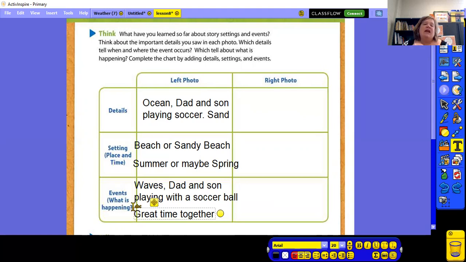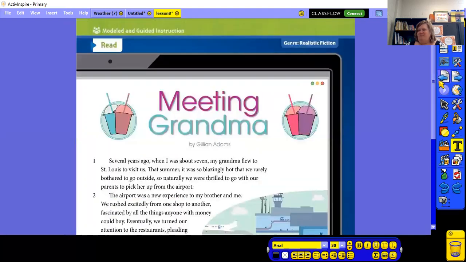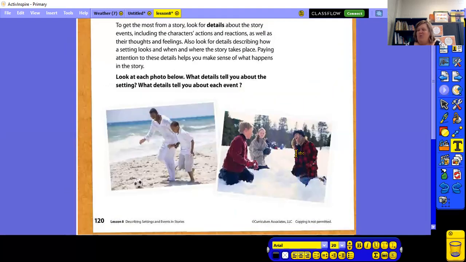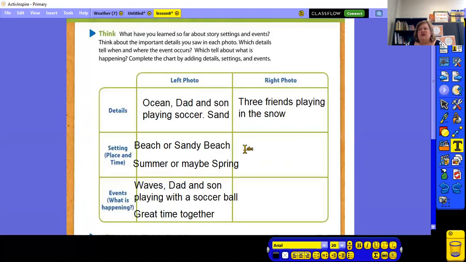You're looking at a picture and you're putting together words and events and activities that you see happening in just one simple picture. Now, when we focus on the picture on the right, we can see friends, and we can even say there's 3 friends playing in the snow. What else do I see? Well, they're laughing. In the background, I see other folks playing in the snow. So I can say, I see laughter and other people.